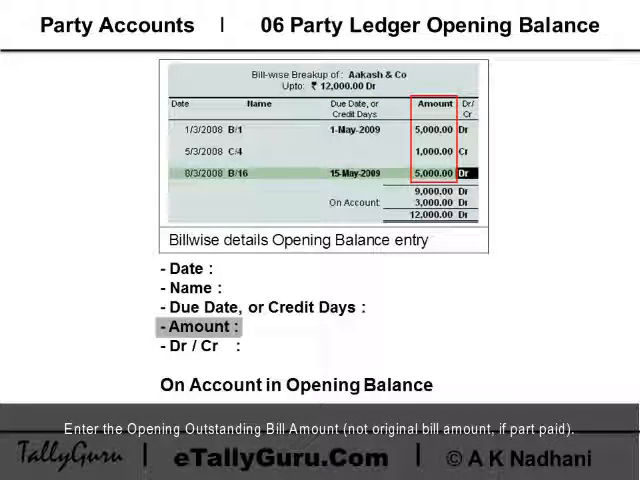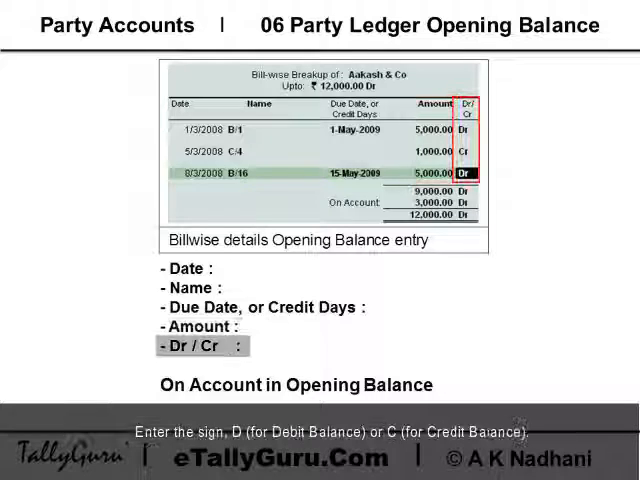Amount. Enter the opening outstanding bill amount, not bill original amount if partly paid. DR/CR sign. Enter the sign D for debit balance and C for credit balance.